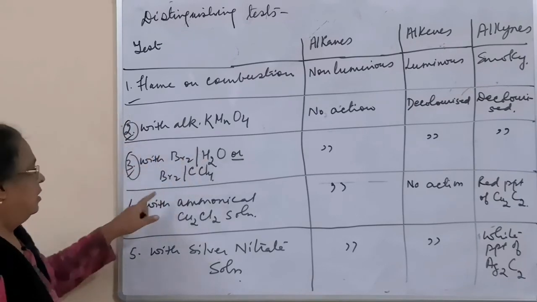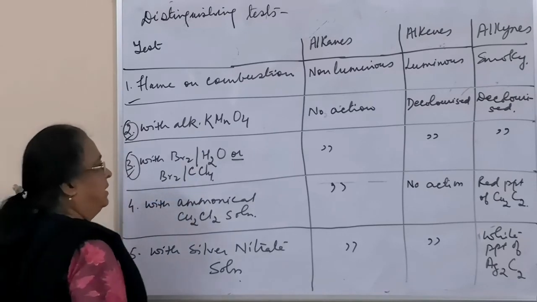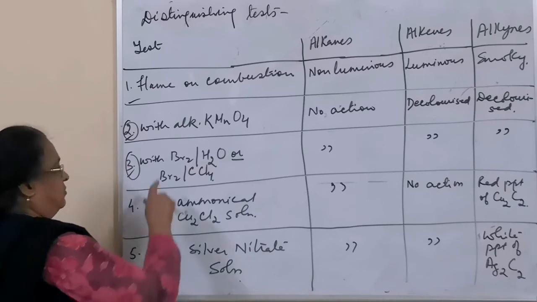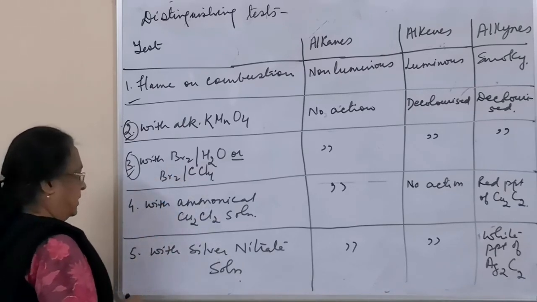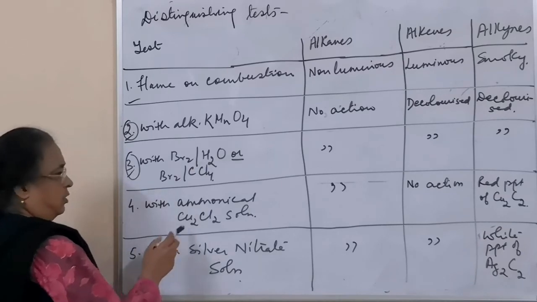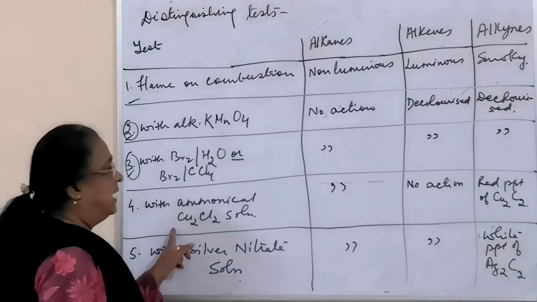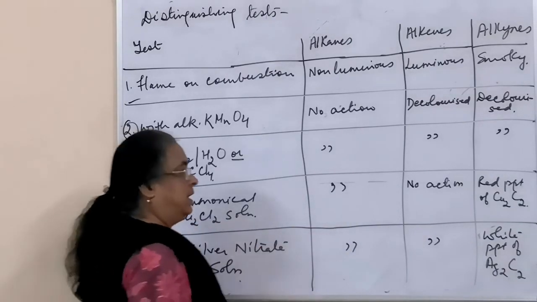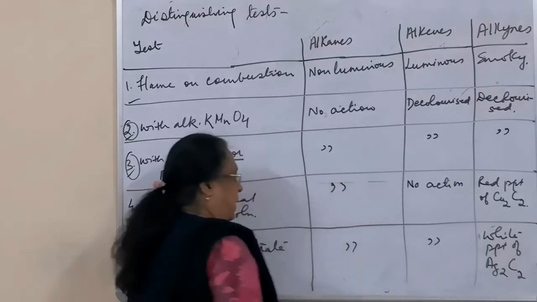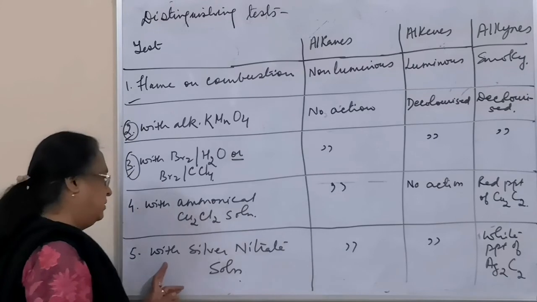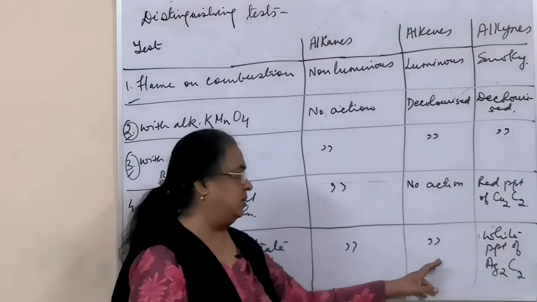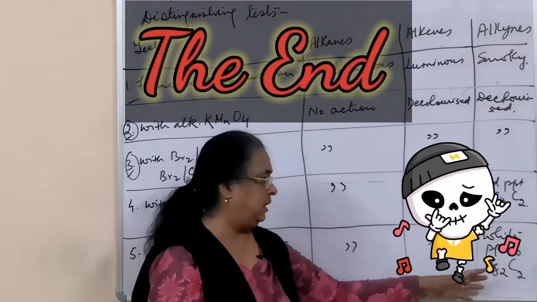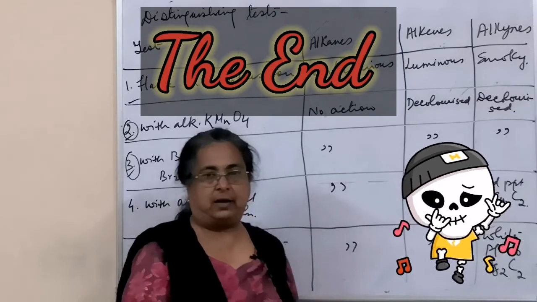Bromine water or bromine in CCl4, carbon tetrachloride. Then alkanes have no action. Alkenes and alkynes will decolorize, that is the brown color of bromine. With ammoniacal cuprous chloride, this is cuprous chloride, alkanes have no action, but alkynes will show a red color precipitate of copper carbide. Then with silver nitrate, these two will have no action, but alkynes will form a white precipitate with silver nitrate due to silver carbide.